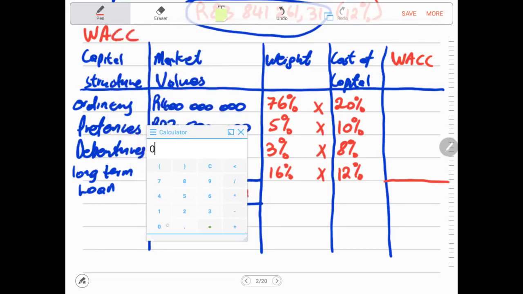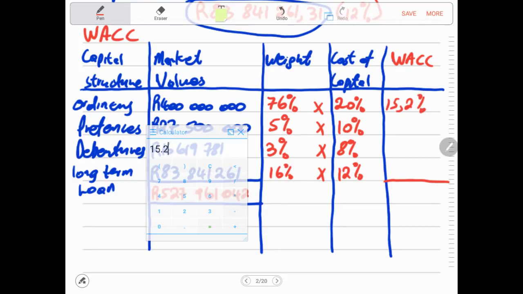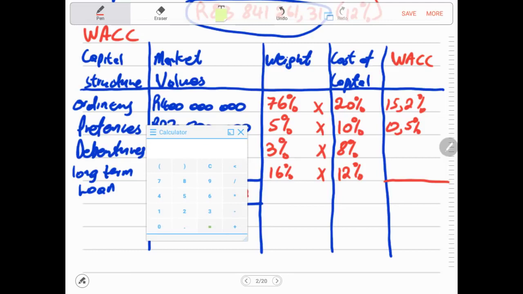Then we can multiply these to get to the weighted average cost of capital. So 0.76 times 20 gives 15.2%. Then we have 0.05 times 10, it gives 0.5%.